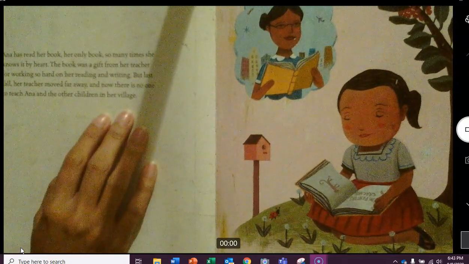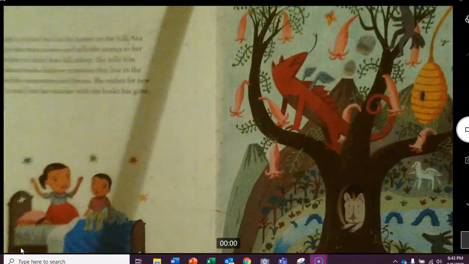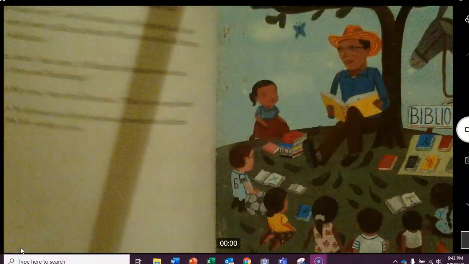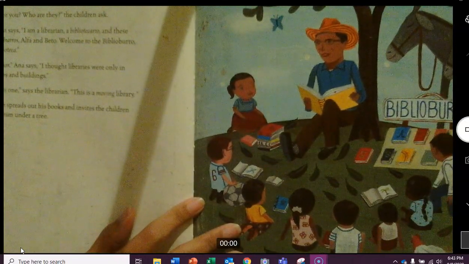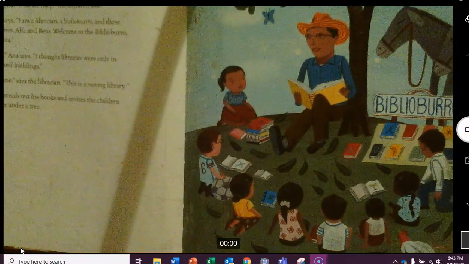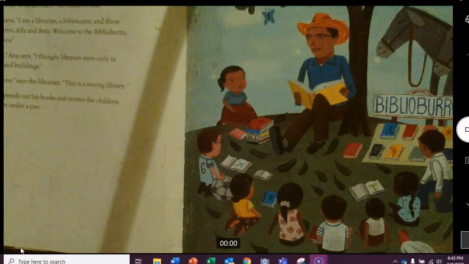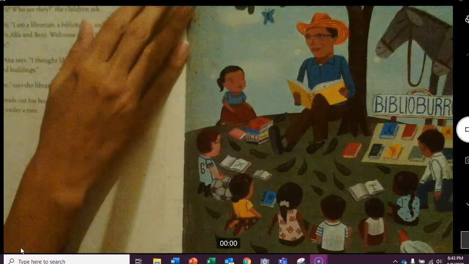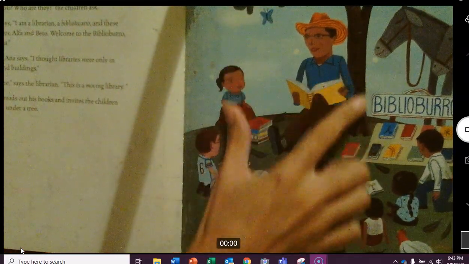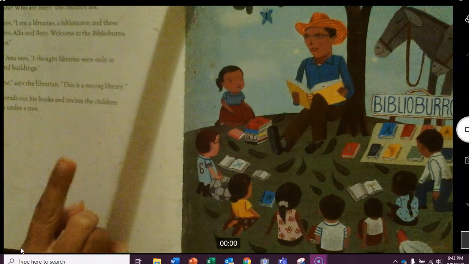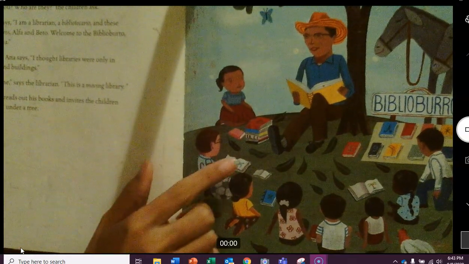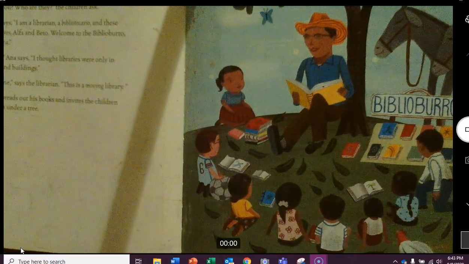I'm going to read another part, and I want you to look at the picture, and I want you to notice key details. Let's look at this one. I'm going to read, so remember, you're listening carefully, you're facing forward, and you're noticing things about the picture. Use the key details from what I read and what you see in the picture.